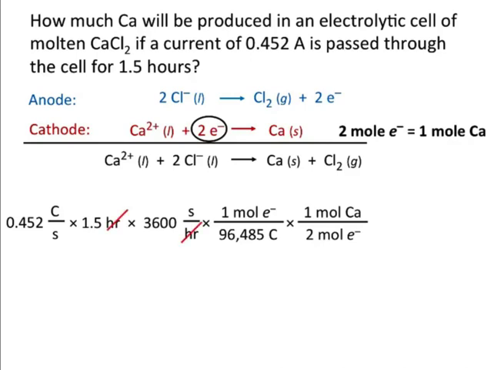And let's make sure everything cancels. So the hours cancel, the seconds cancel, the coulombs cancel, the moles of electrons cancel, and we're left with moles of calcium. This question is a little vague as to whether it wants just moles or whatnot. So if this is on a test, you just give me moles, and I couldn't argue with it. But if you want grams, you can use the molar mass, and you can find that too.